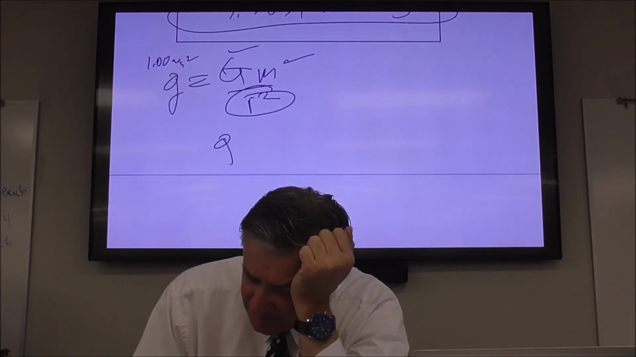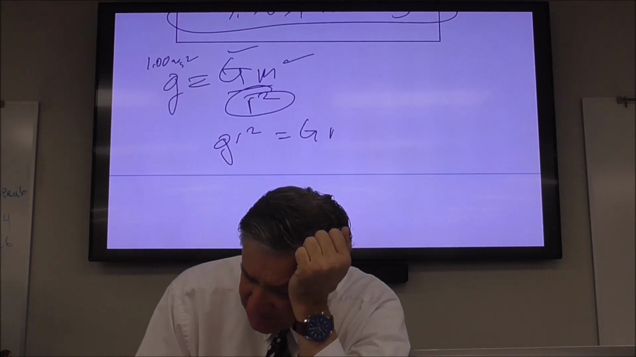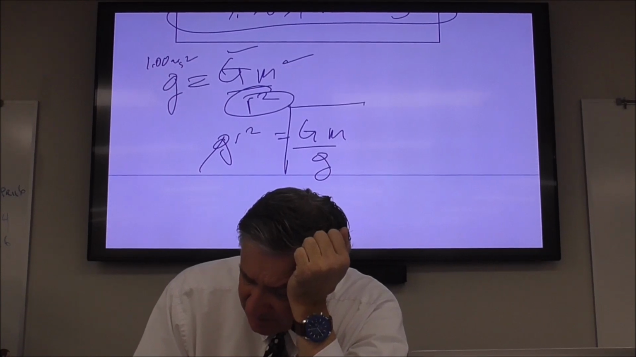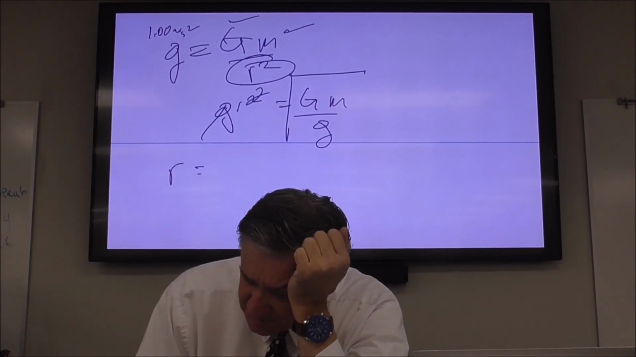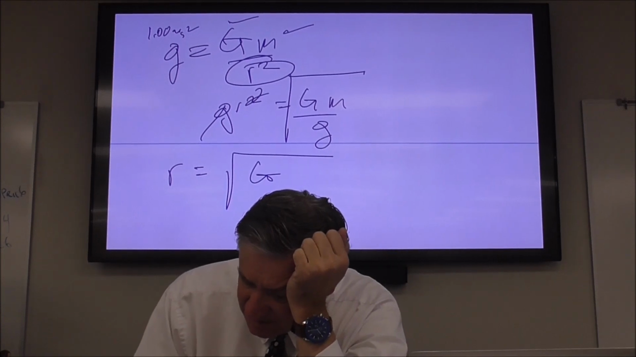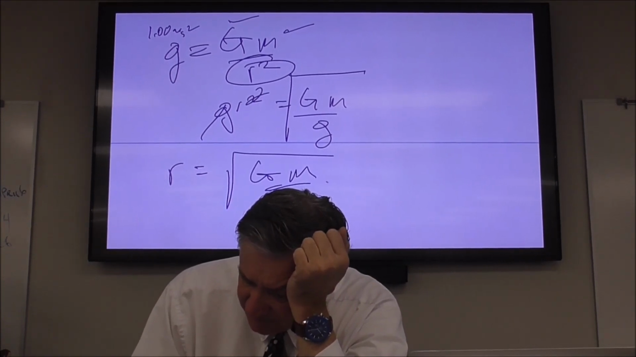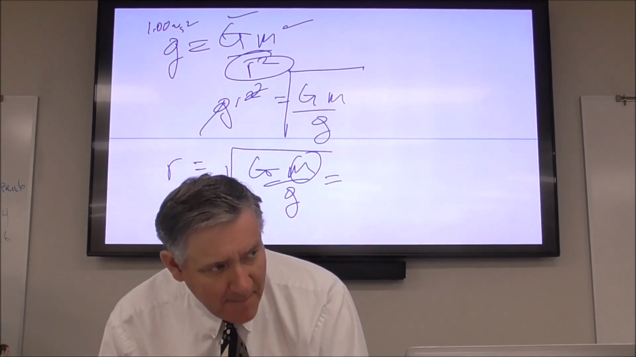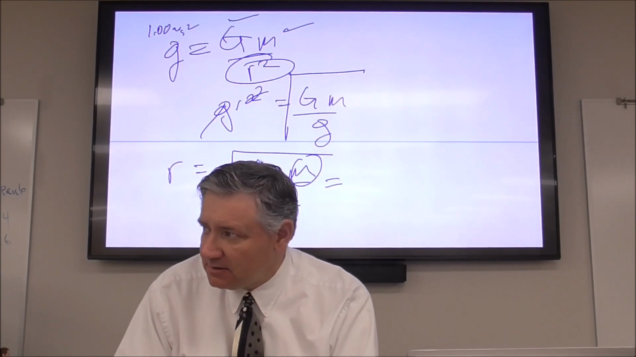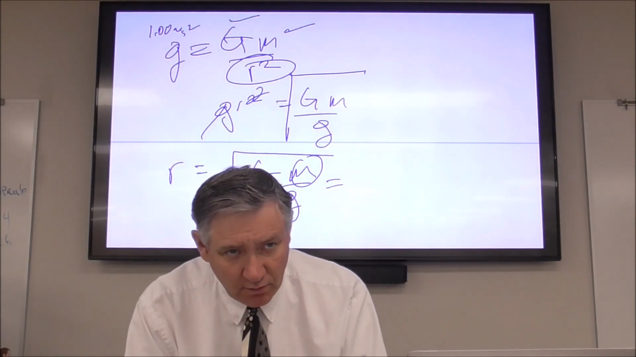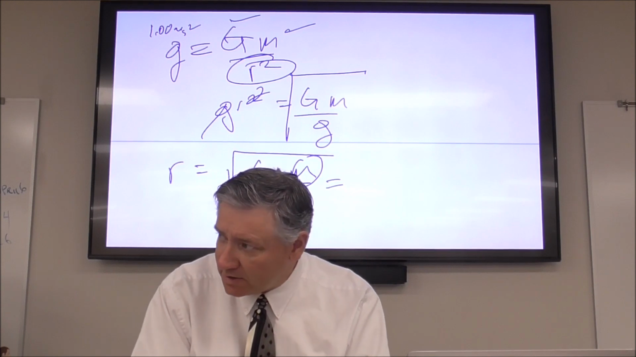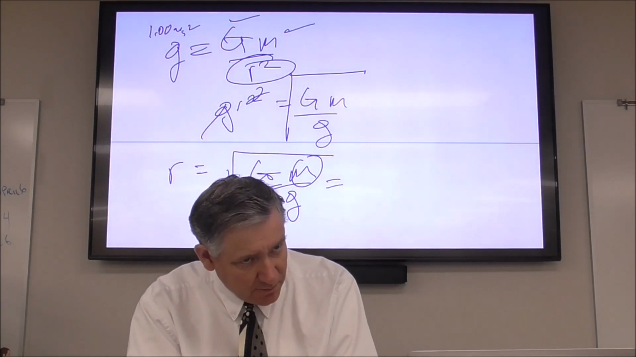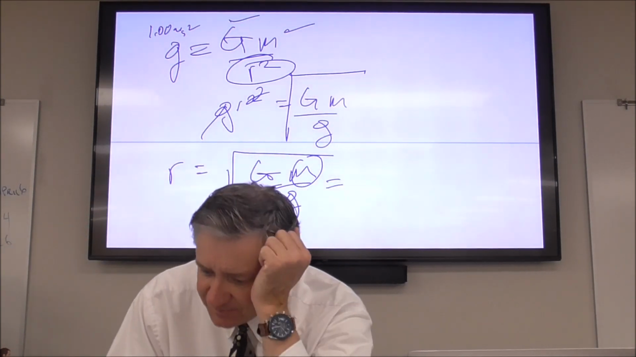So I'd have r squared equals big G times the mass, divided by little g, and then take the square root of all of that. So that's going to be r equals the square root of big G, mass of the moon, over little g. Now, that mass is not the 1 kilogram mass, okay? It's the mass that it's falling towards. So don't plug in 1 kilogram there. You have to plug in the mass of the moon itself, or the earth, or whatever this is.